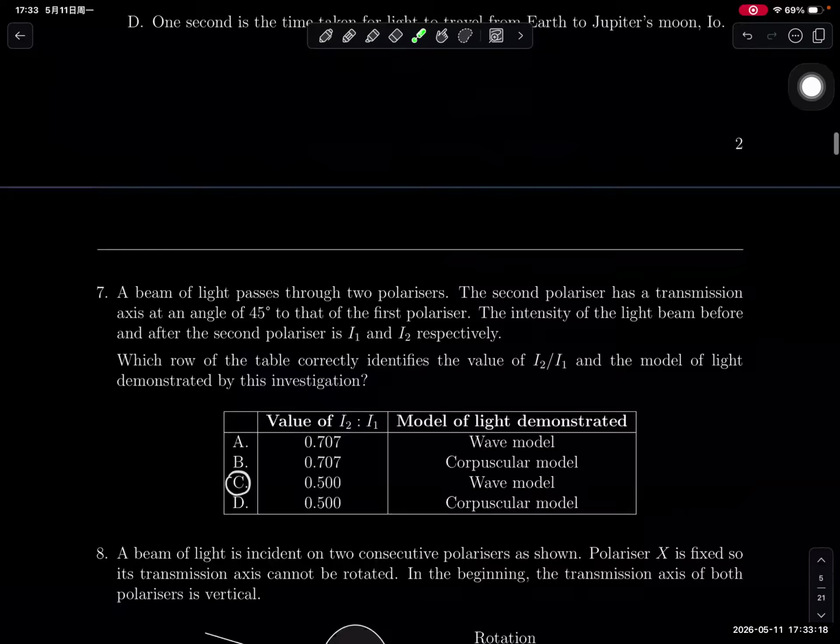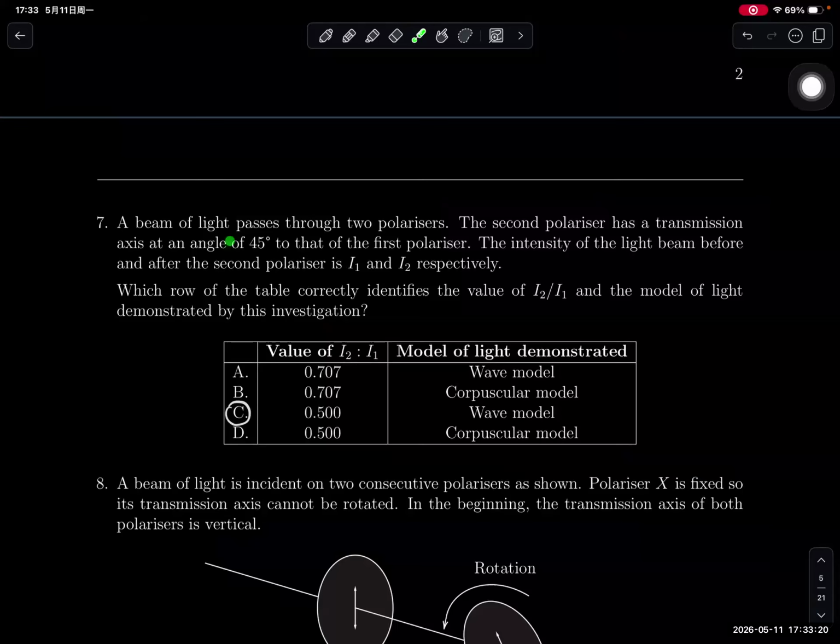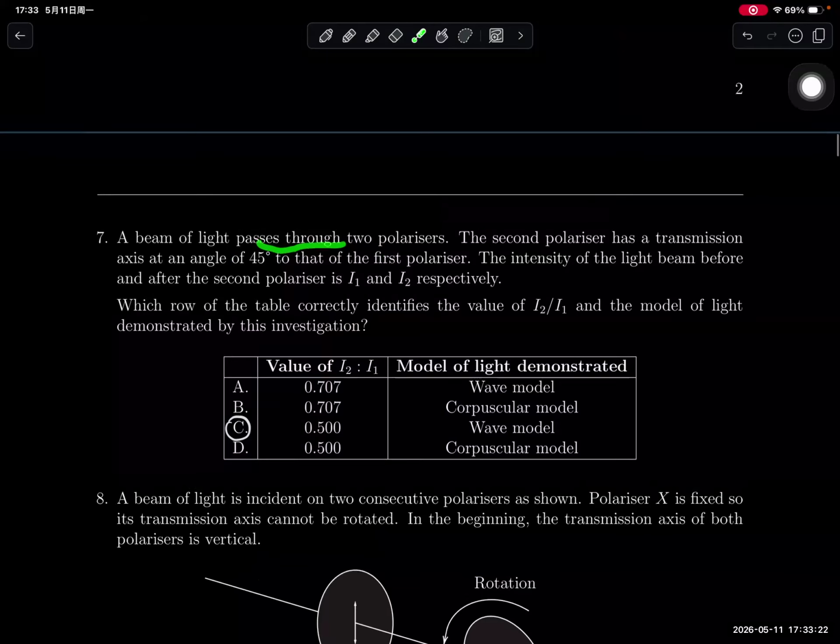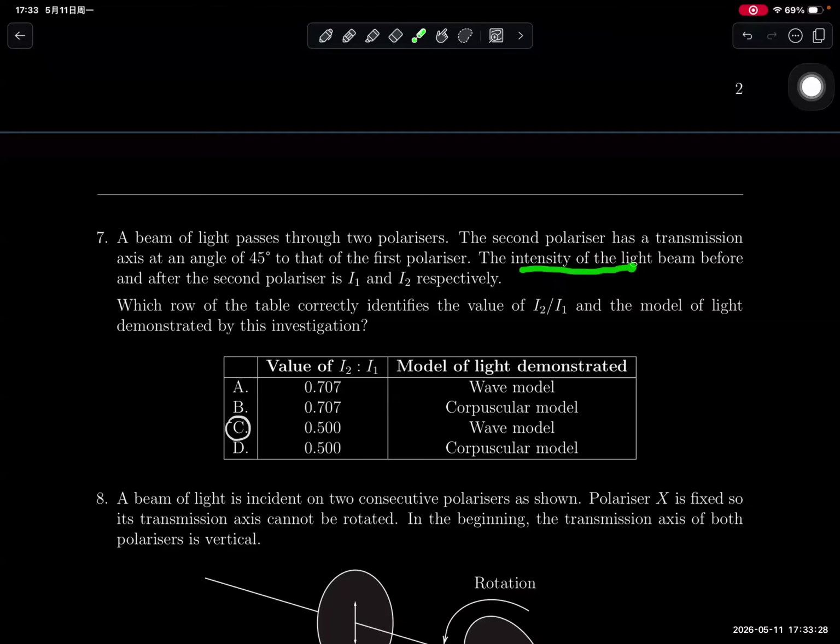All right, so question 7, we've got a beam of light that passes through two polarizers, and the second polarizer has a transmission axis that's 45 degrees to the first one. The intensity of the light beam before and after the second polarizer is I1 and I2 respectively. Which row of the table correctly identifies the value of I2 over I1 and the model of light demonstrated by this investigation?